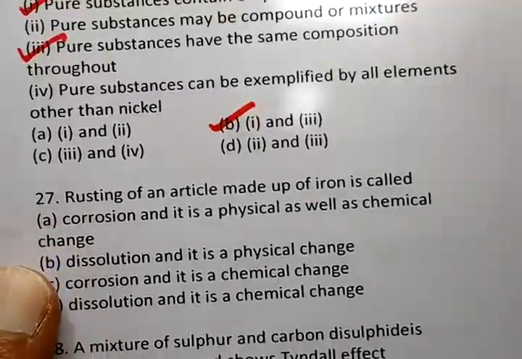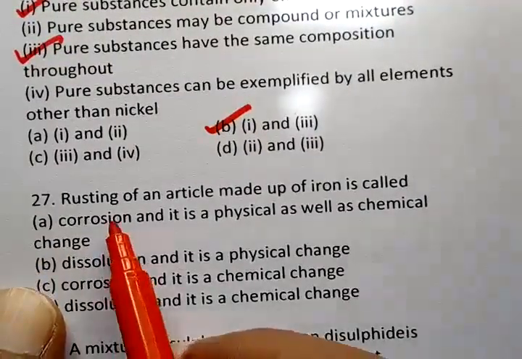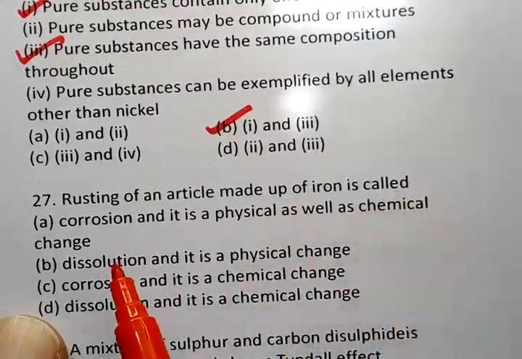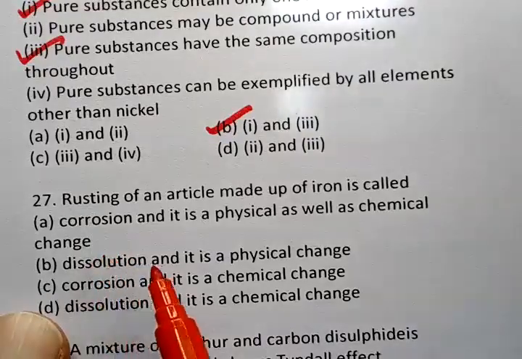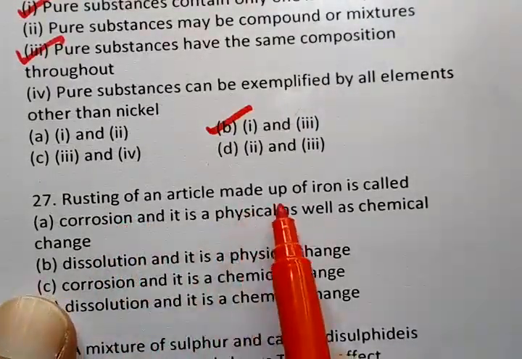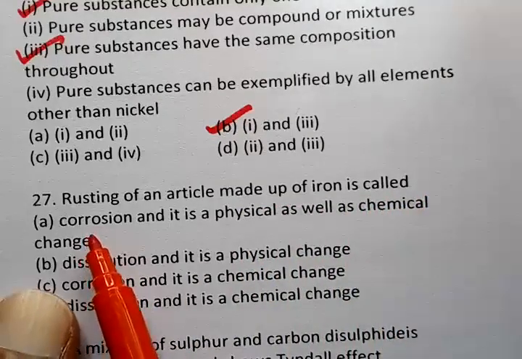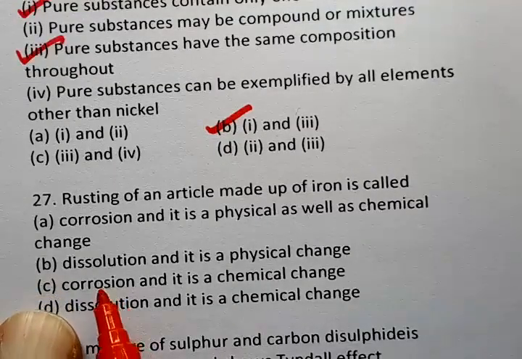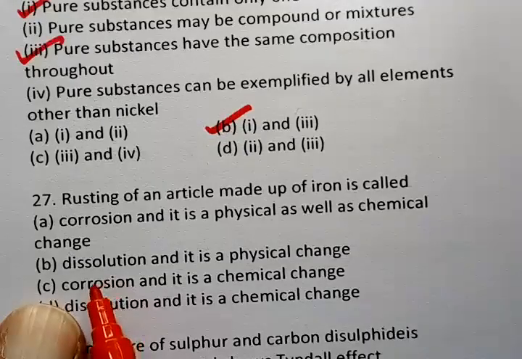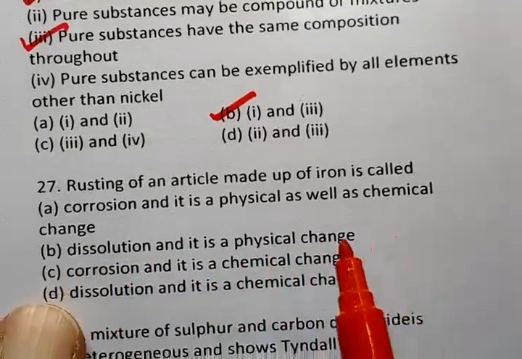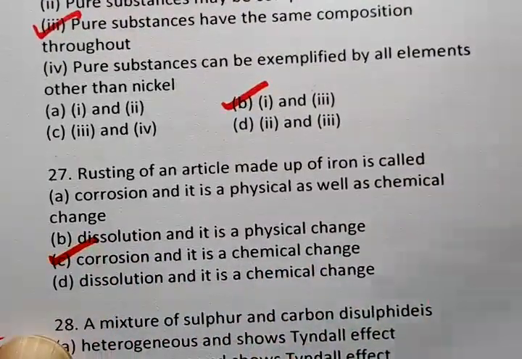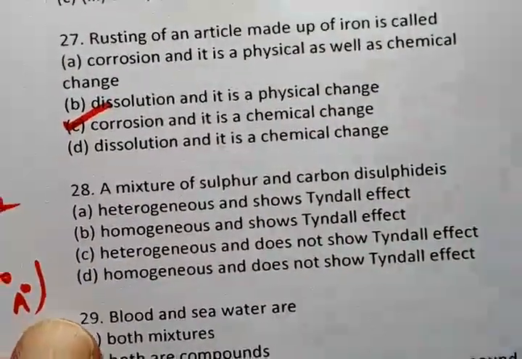Okay. Then rusting of an article made up of iron is called corrosion, that we know, and it is a physical as well as chemical change. That is not correct. It is only a chemical change. Correct, no? So dissolution and it is a physical change. No, not correct. Corrosion and it is chemical change. This is correct. Dissolution, no. Okay, very straightforward. 28th one.